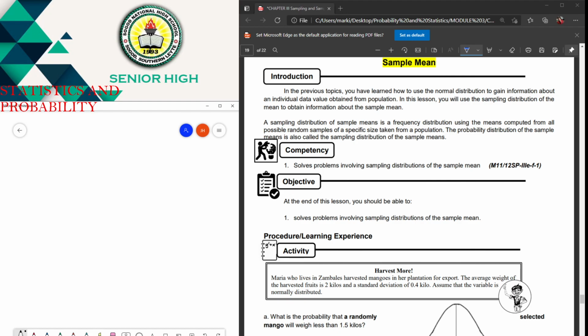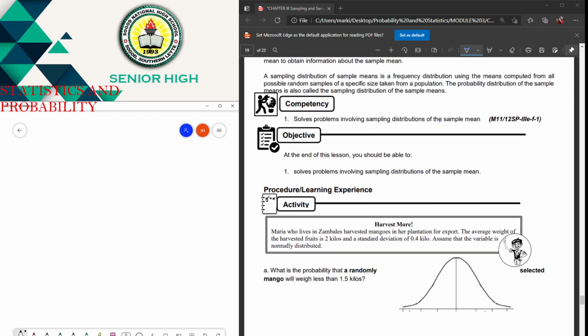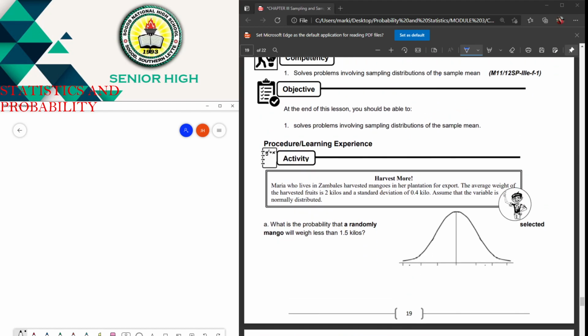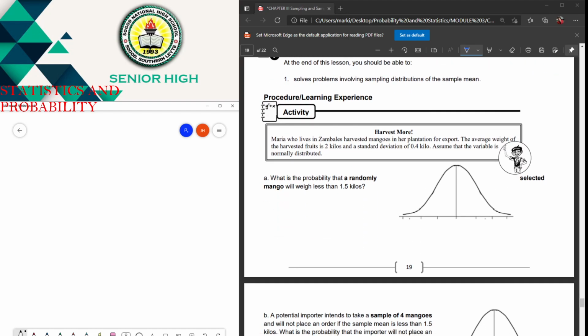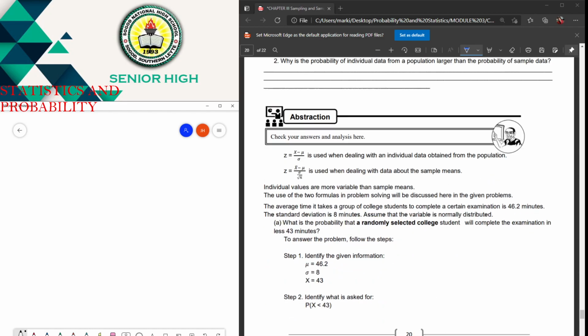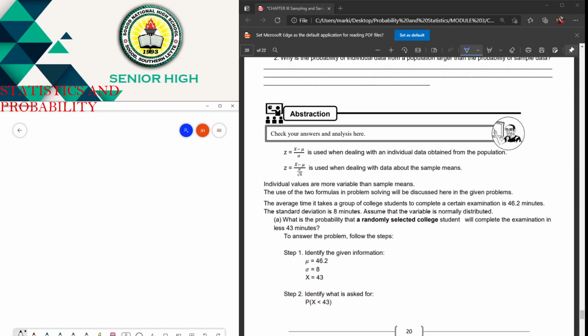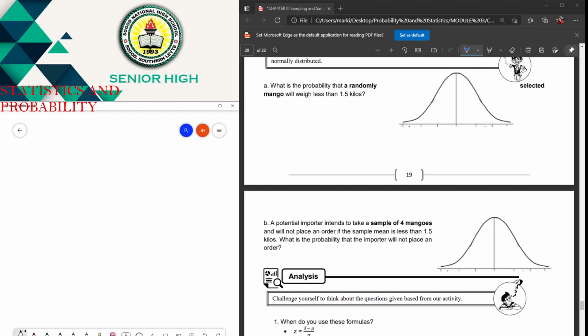A sampling distribution of a sample mean is a frequency distribution using the means computed by all possible random samples of a specific size taken from a population. The probability distribution of the sample mean is also called the sampling distribution of the sample mean. So this time, we are moving on to solving problems involving the sampling distribution of the sample mean. Let's move on to abstraction. Then later on, we're going to discuss the activity.